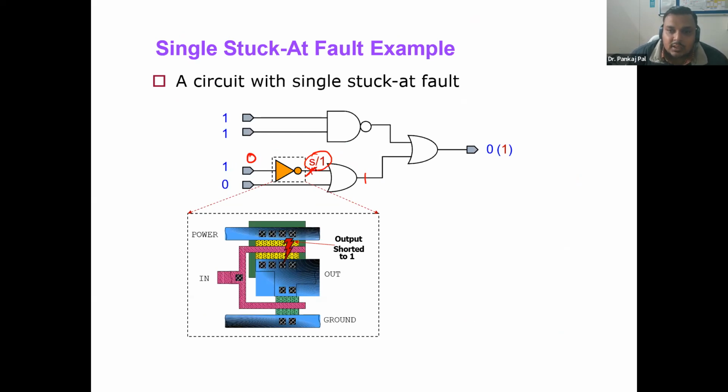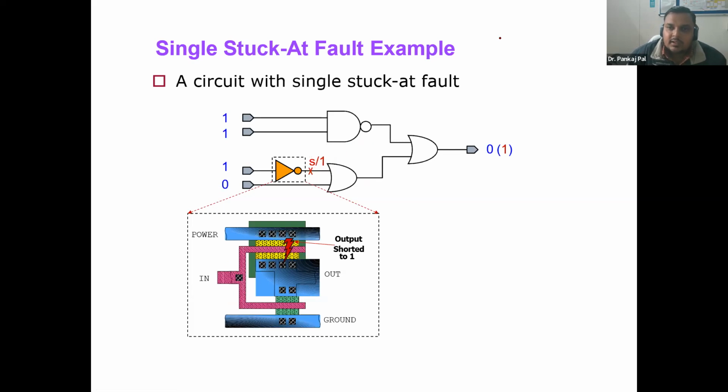Why is it so? Why is it stuck at 1? Because anyhow, this is related to the supply voltage. Whatever potential you apply, it doesn't make any change at this node. So then how are you going to detect it? This is the main issue. How are we going to detect it?